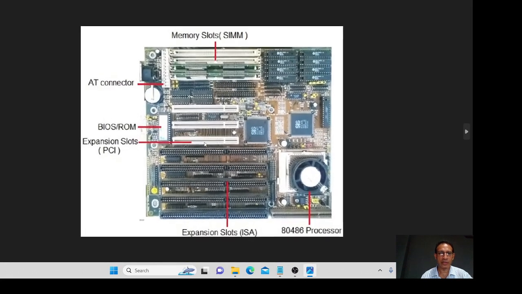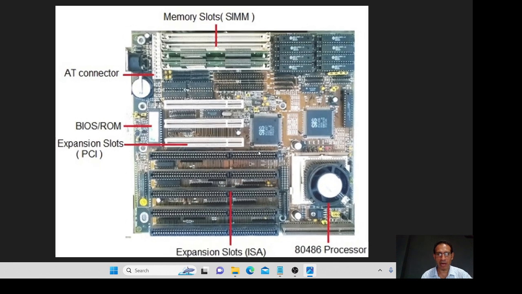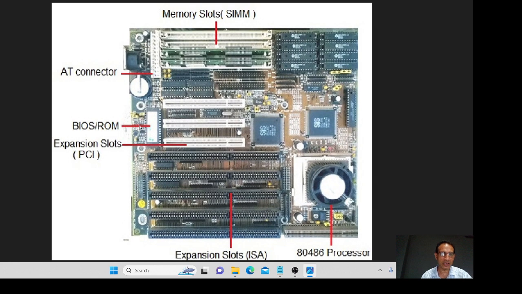Right, another motherboard, the AT type. I'll be brief on that, very quickly. We can identify the BIOS here and ISA slots, a very high number of ISA slots. That means this machine is a very old machine.